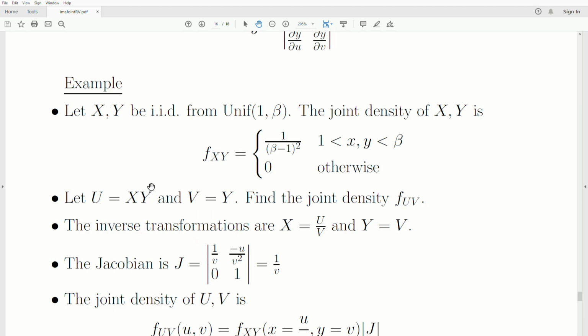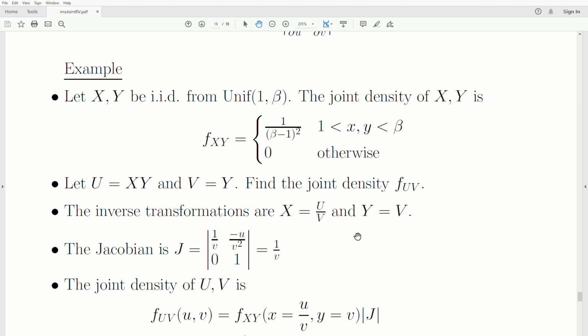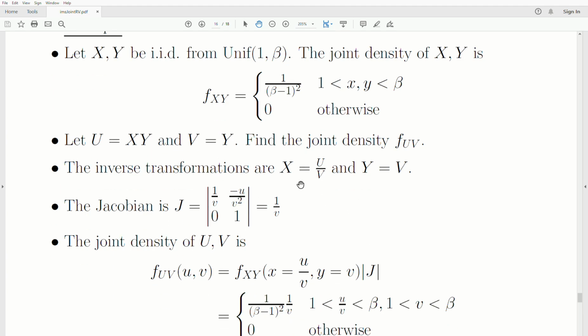Now the inverse transformation is this. So y is just equal to v. And here, to solve for x, we divide by y, but y was v, so x is u over v. Now the Jacobian of this is the derivative of x with respect to u, so it's just 1 over v. Derivative of x with respect to v, so you get minus u over v squared. Derivative of y with respect to u, that's 0, and then the derivative of y with respect to v is 1. Take the determinant, we get 1 over v.